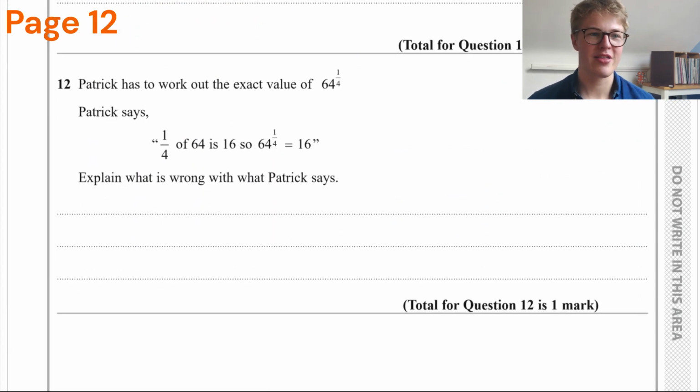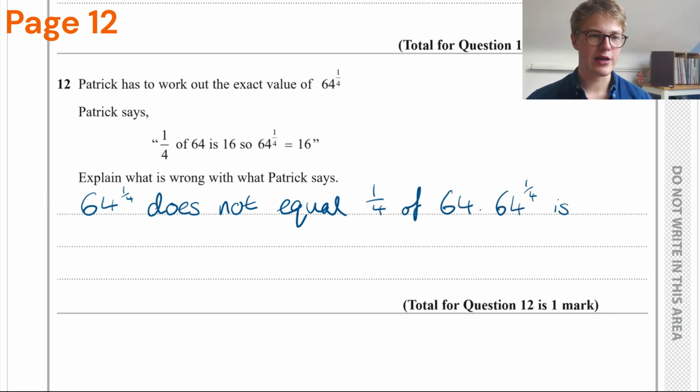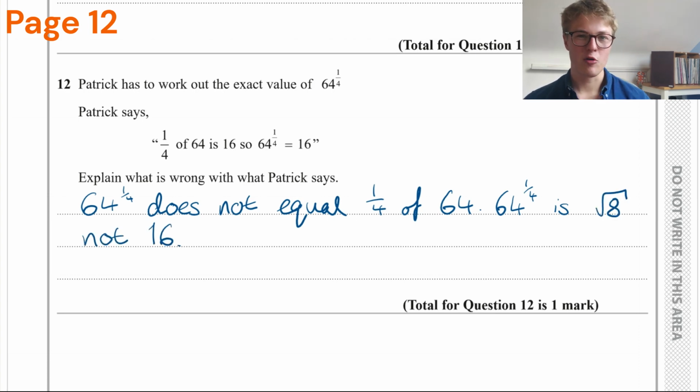Patrick has to work out the exact value of 64 to the power of a quarter. Patrick says a quarter of 64 is 16, so 64 to the power of a quarter equals 16. Explain what is wrong with what Patrick says. My answer is 64 to the power of a quarter does not equal a quarter of 64. 64 to the power of a quarter is the square root of 8, not 16.